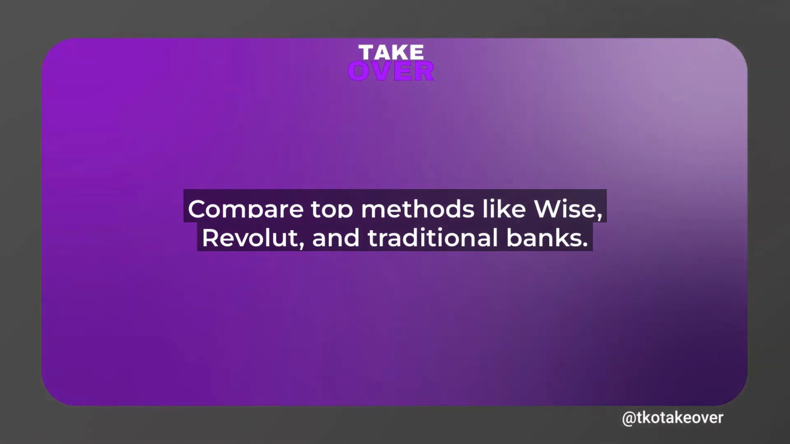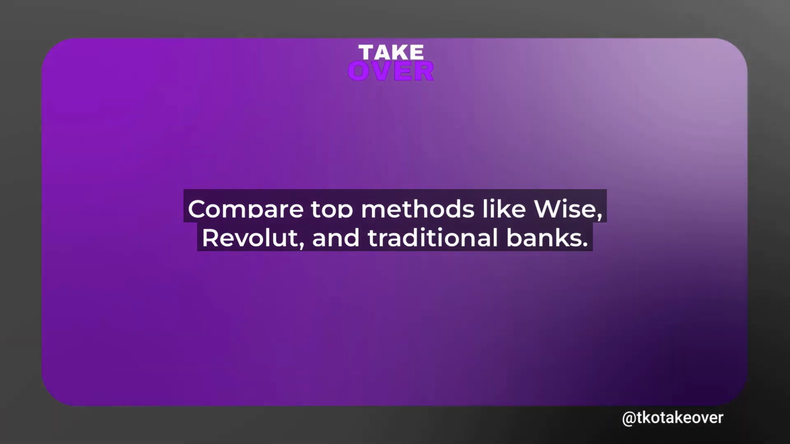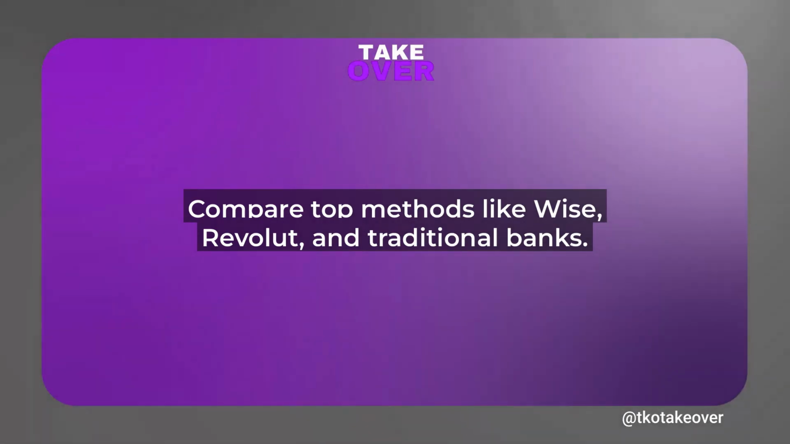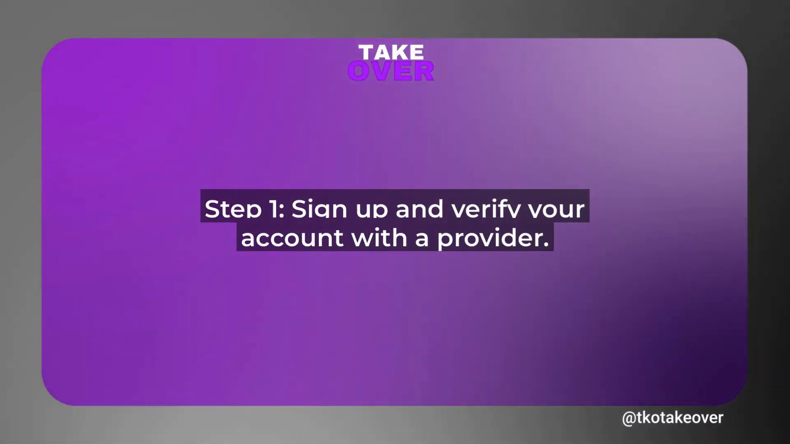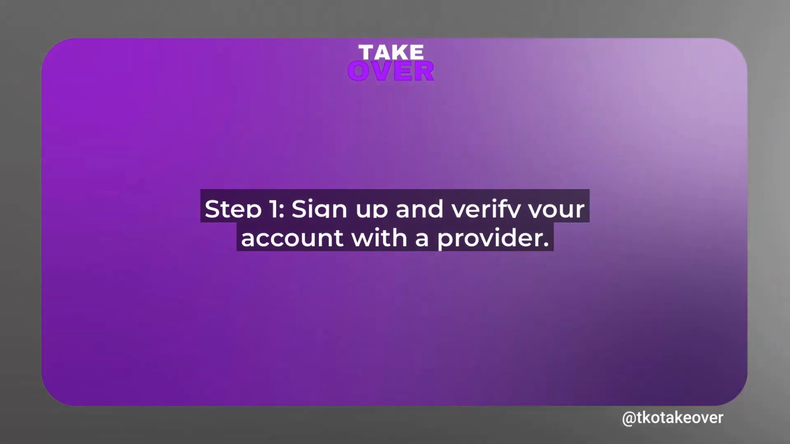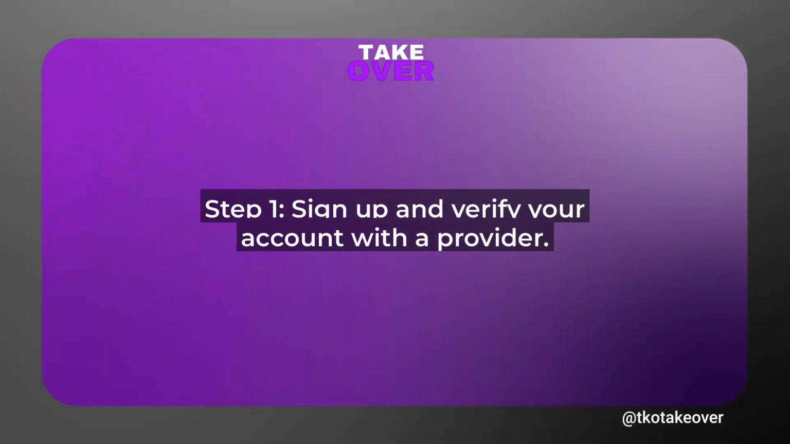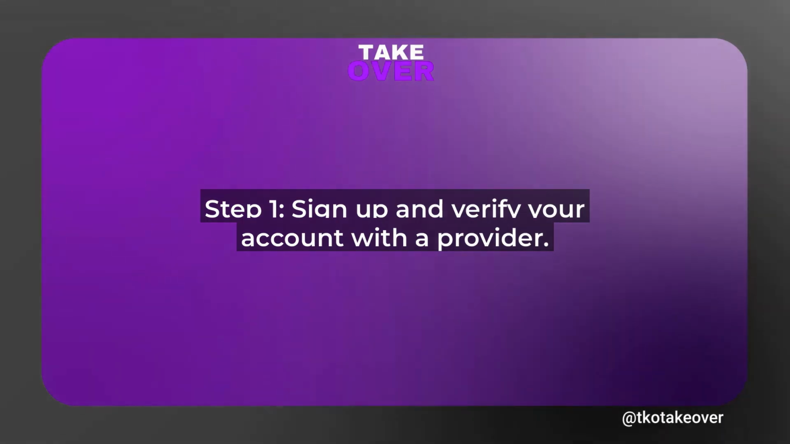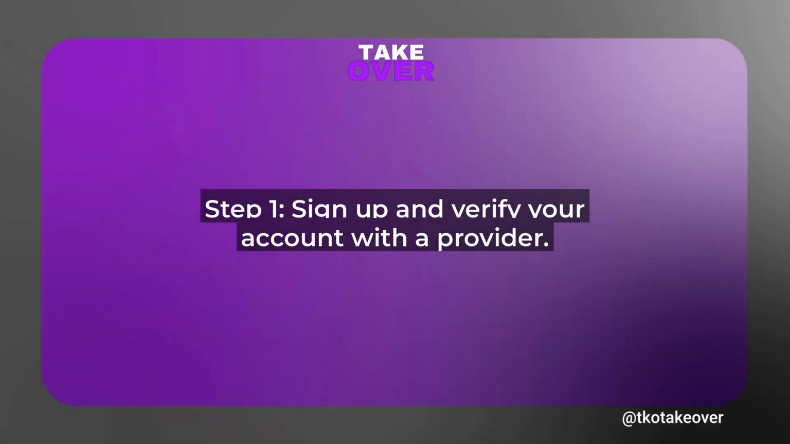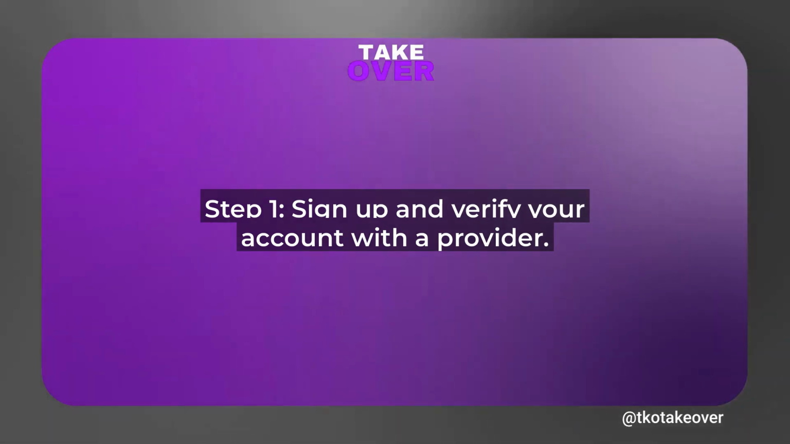In 2025, popular options include online services like Wise and Revolut, which offer low fees and fast transfers. Traditional banks like RBC or TD are still an option, but they often come with higher costs. Let's dive into the steps. Step 1. Compare providers. Check out Wise for its competitive exchange rates or PayPal for quick digital transfers. Make sure to look at current 2025 regulations, like the updated anti-fraud measures that make transactions safer.